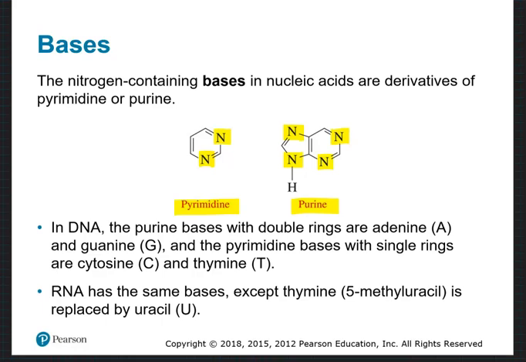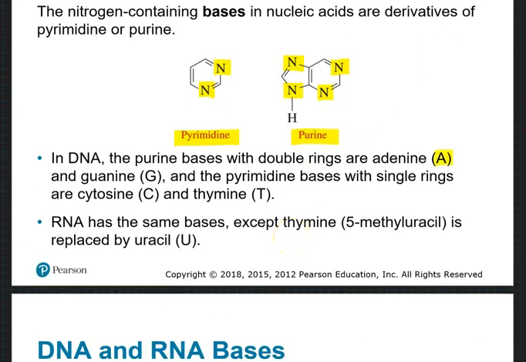Now, the five bases that you're going to find in DNA and RNA are modified purines and pyrimidines. In DNA, the purines are adenine and guanine, while pyrimidines are cytosine and thymine. In RNA, the only difference is that instead of thymine, which is also 5-methyluracil, the RNA molecule uses uracil, which is labeled with the letter U, not surprisingly.